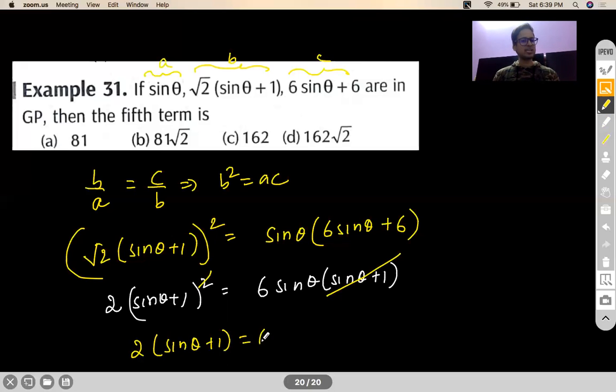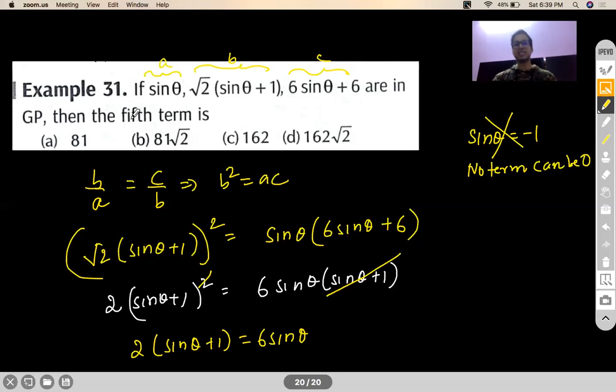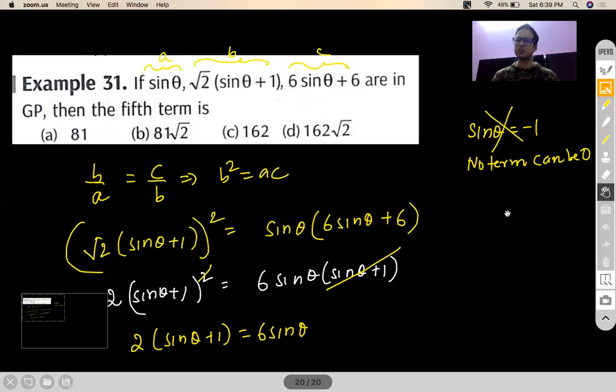Why we can cancel it out? Can somebody tell me that? Can't sine theta be minus 1? Yes, Aditya, absolutely correct. If you keep sine theta as minus 1, your terms here and here will become 0. What did I say? No term in a GP can be 0. Okay. If they are in GP, you cannot afford to have sine theta as minus 1. Because if it is, your second term and third term will become 0, which is not allowed.